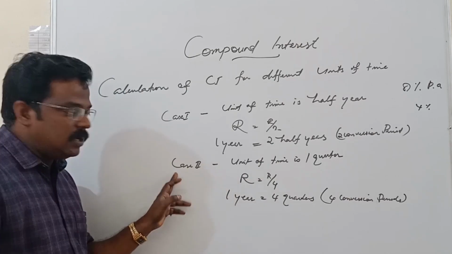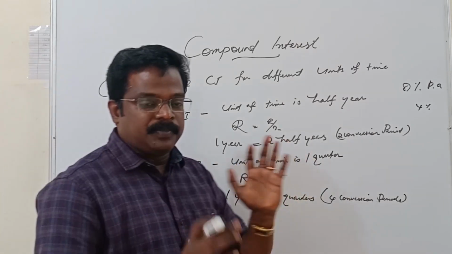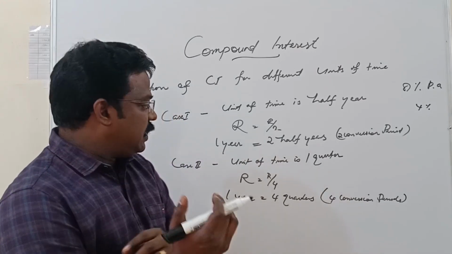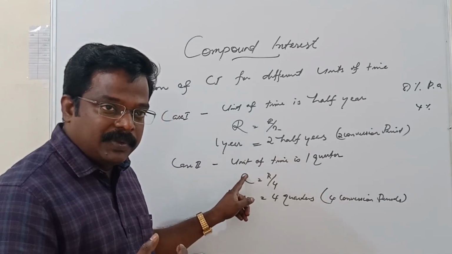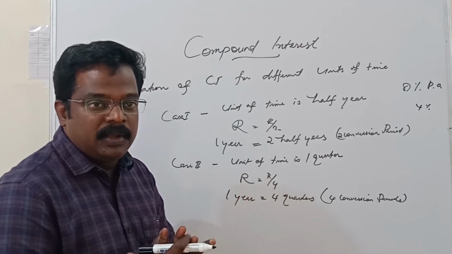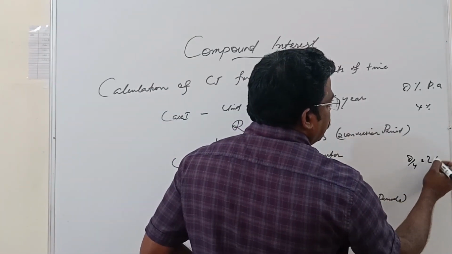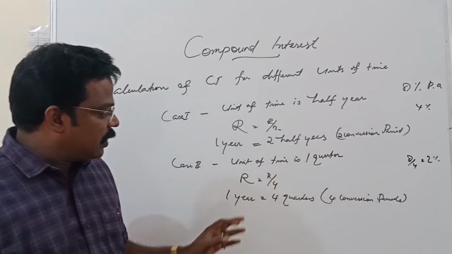Then second case, unit of time is quarter. So every 3 months they are calculating compound interest. That time what will happen? The rate of interest will be divided by 4. If it is 8, then 8 by 4, that is 2. 2% only we want to calculate.